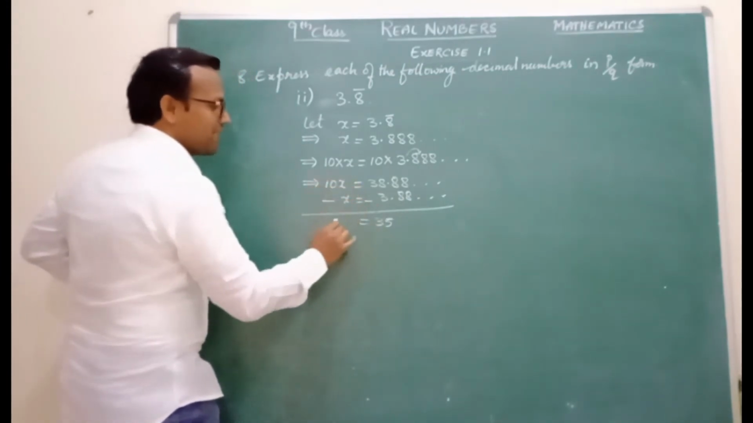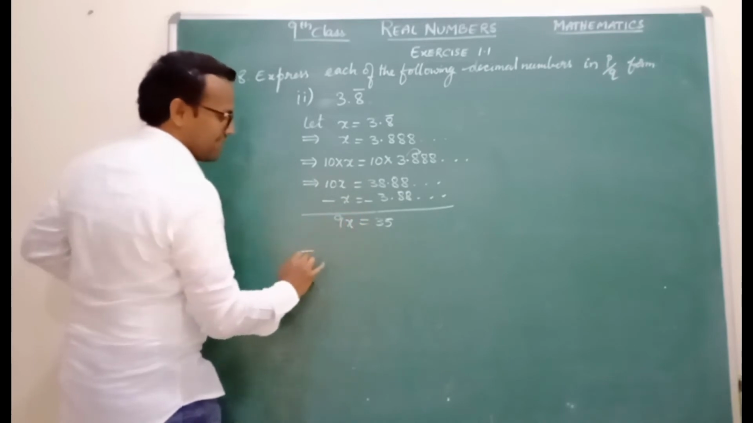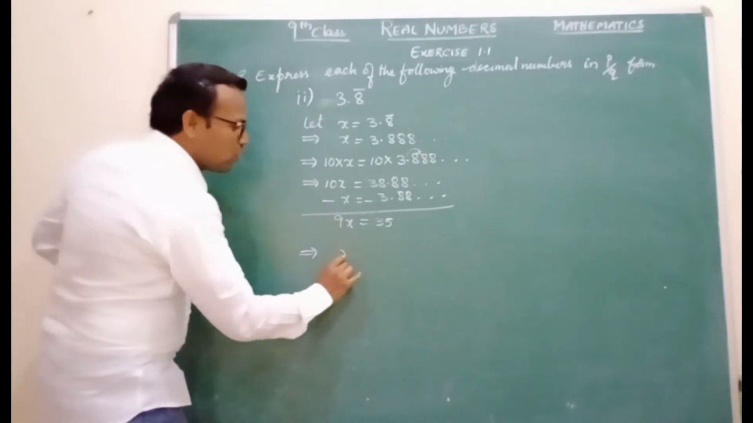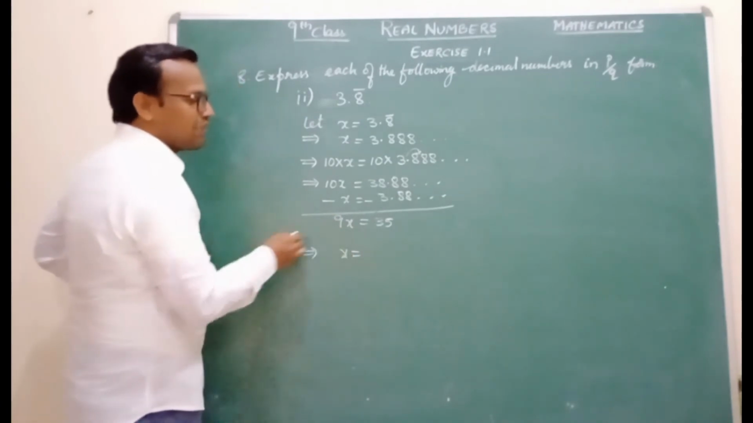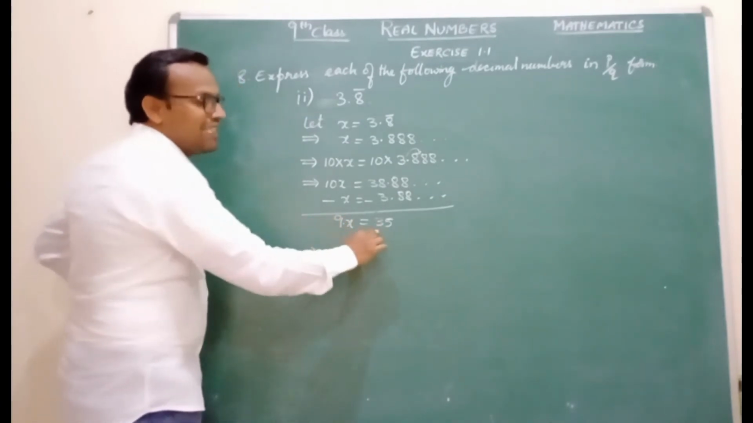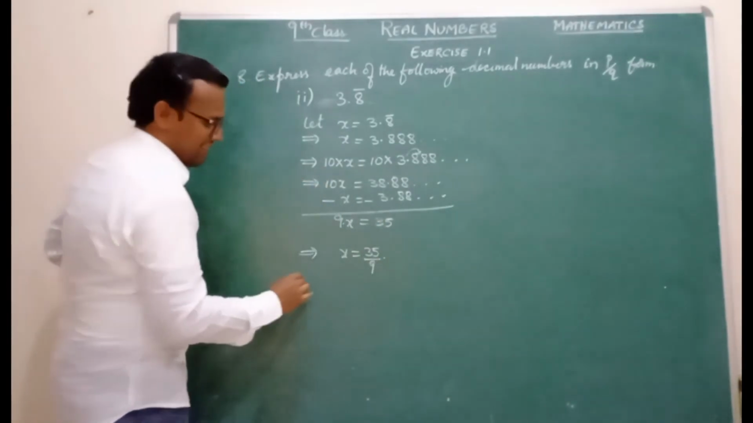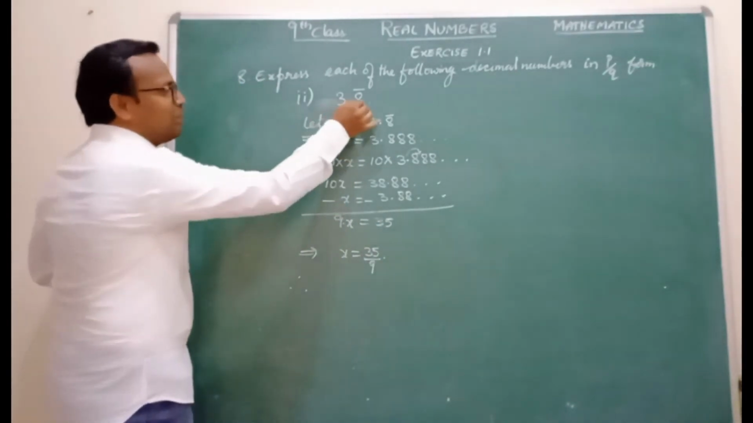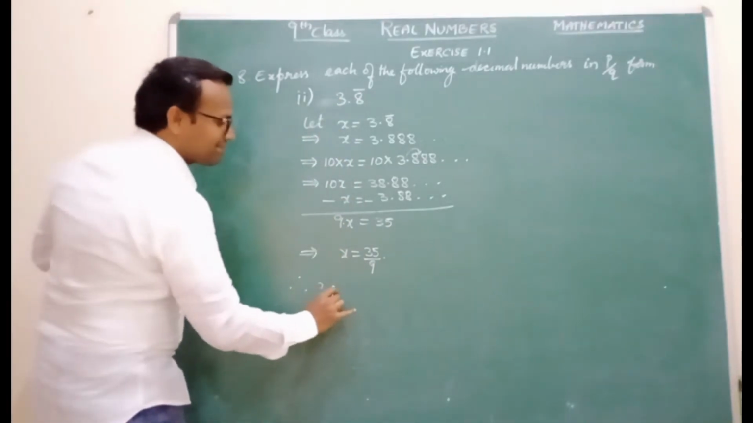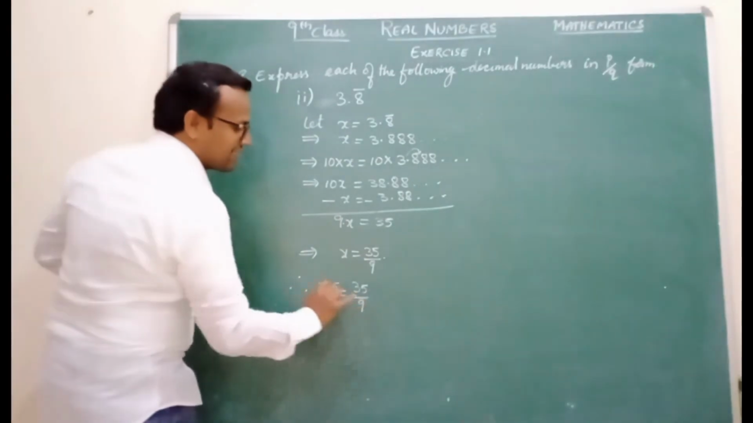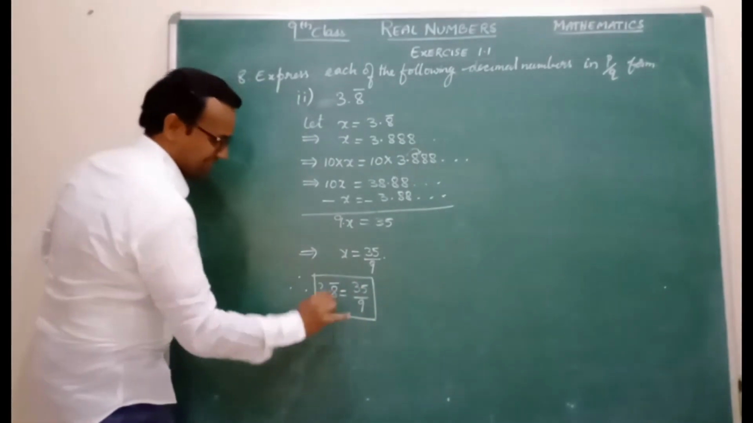And 10x minus 1x is 9x. Yes, 9x is equal to 35. I want only one x. X is equal to, 9 other side by 9. 35 by 9. Therefore, 3.8 bar can be expressed as 35 by 9.